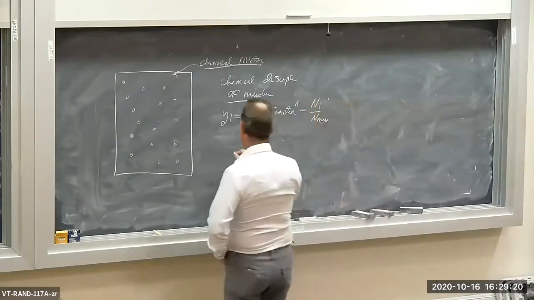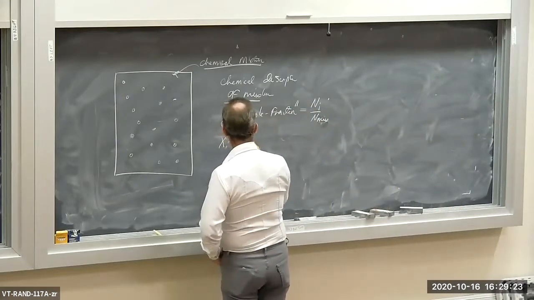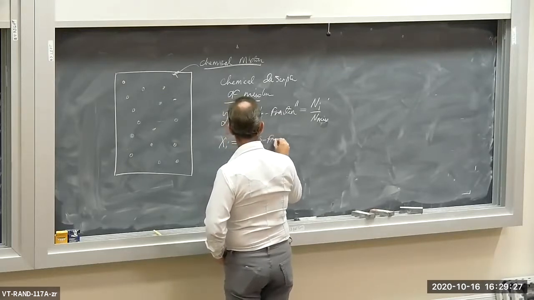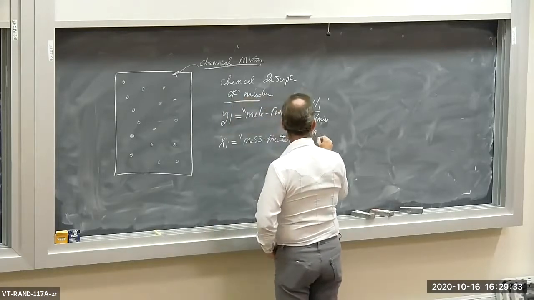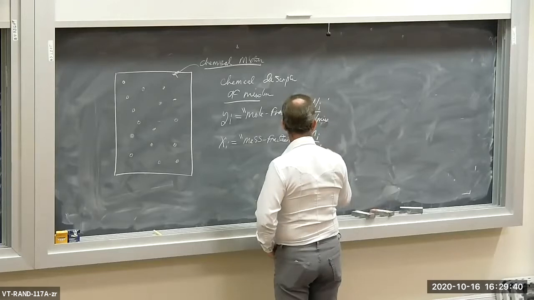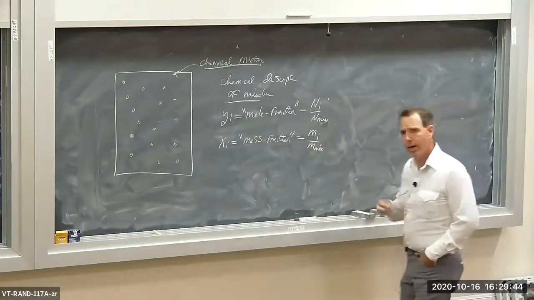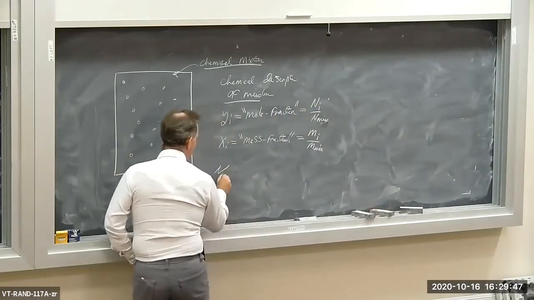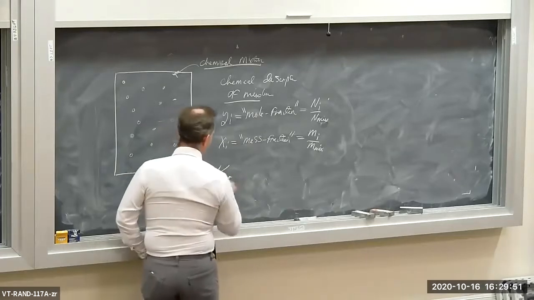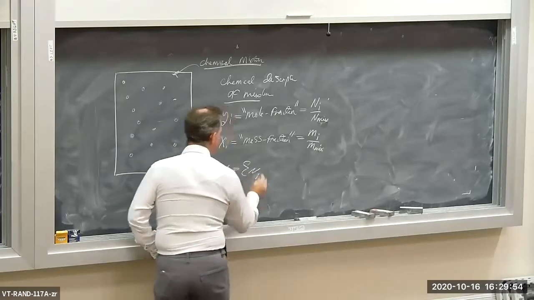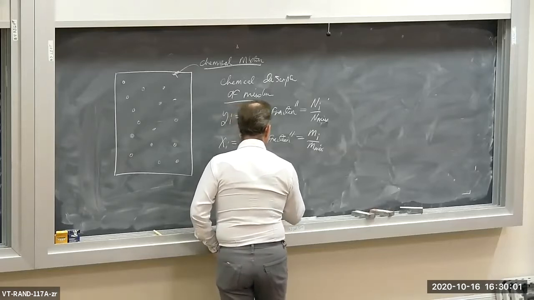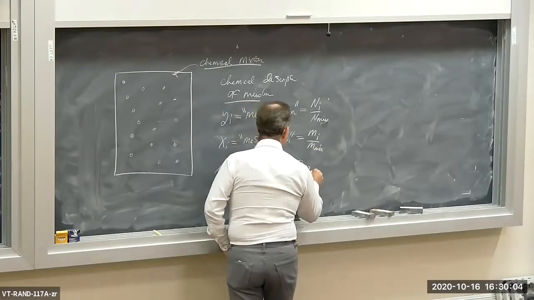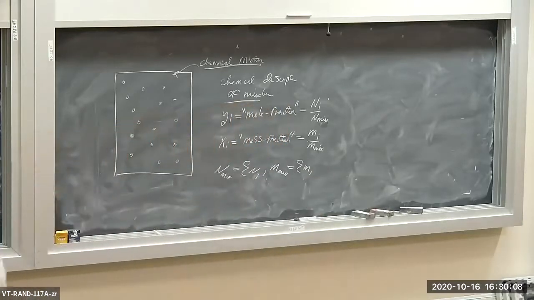We also have the mass fraction, X sub i. That's the mass fraction of component i, and that's defined as the mass of component i divided by the mass in the mixture. Needless to say, the number of moles in my mixture is equal to the sum of the number of moles over all components, and the mass in the mixture is equal to the sum of the mass of all components, summed over all components.